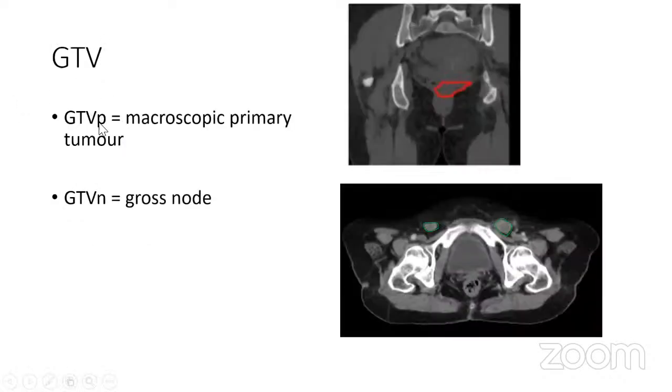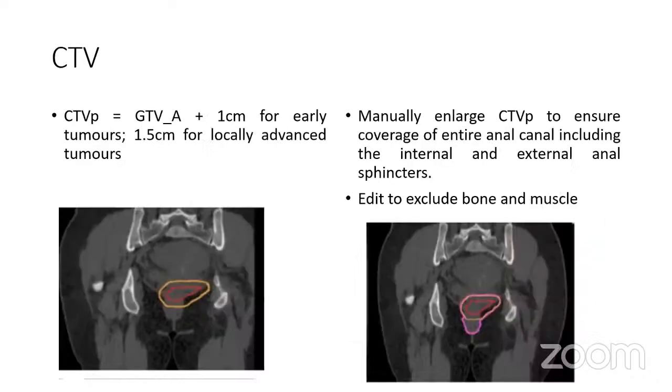So what does it include? The primary tumor, the GTV primary would include the gross primary tumor, which you can see in the CT scan. You can use the MRI for delineating also. And GTVN will include the gross node. Here you can see the gross inguinal lymph nodes. So make sure you contour all the lymph nodes which are present.